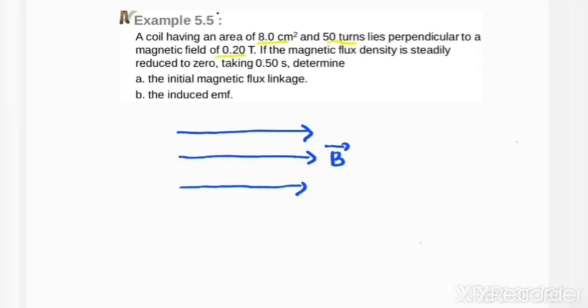Example 5.5. A coil having an area of 8 cm square and 50 turns lies perpendicular to a magnetic field of 0.20 Tesla. If the magnetic flux density is steadily reduced to 0, taking 0.50 second, determine the initial magnetic flux linkage and the induced EMF. First, let's sketch the problem given. Firstly, choose a direction of magnetic flux density, for example, pointing to the right on the x-axis. And we have a coil which is perpendicular to the magnetic field.